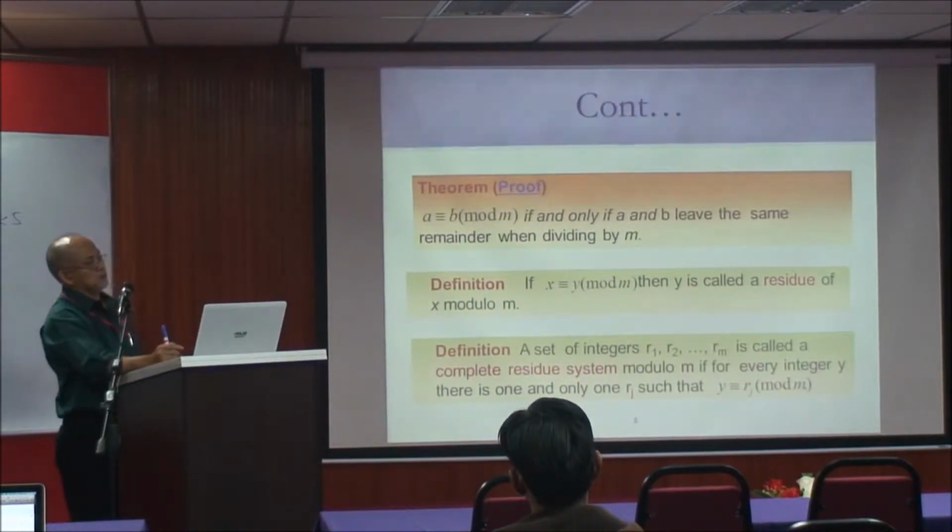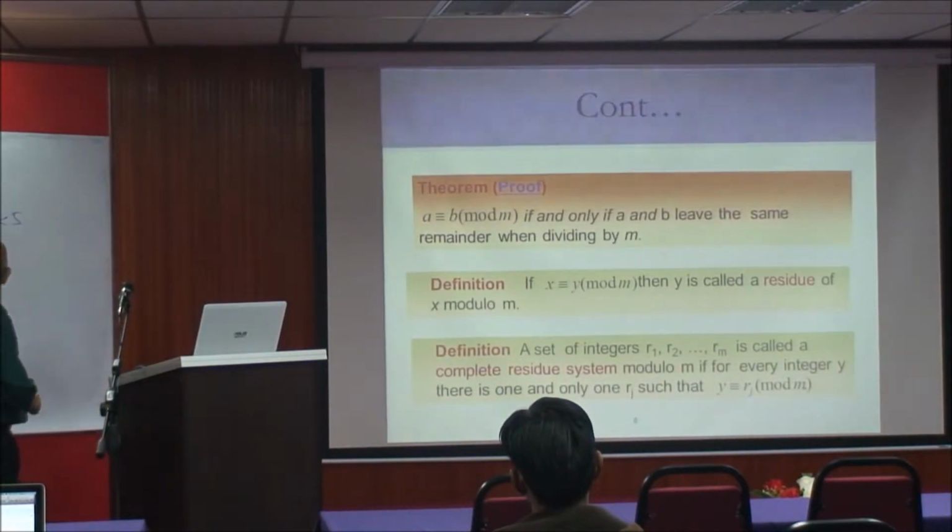So what is the complete residue system of modulo 5? It's a set of how many integers? So we say if our m is equal to 5, we have a set of numbers which is r1, r2, r3, r4, and r5. According to the definition, we must have m number of integers. So we have 5 integers.